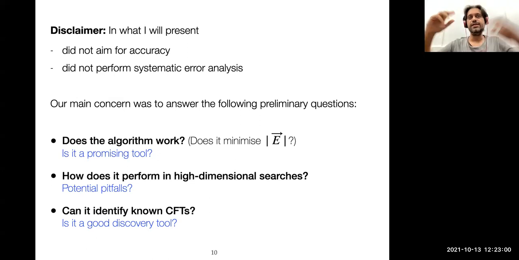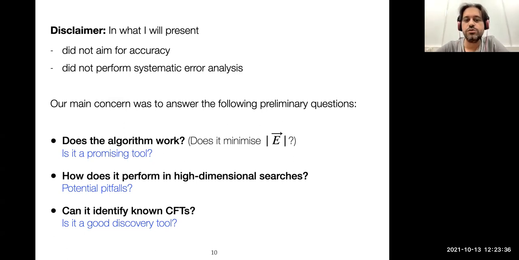So there's a problem where you do this minimization, and how does it compare to the exact analytic solution? There is another problem where you just focus on the truncated reduced crossing equations, and you ask, how well does the algorithm work for these particular equations? So we're only going to deal with the second problem. That means that we did not make a serious effort to go for accuracy or to perform a systematic error analysis, although in some examples I will show you at least the statistical errors.